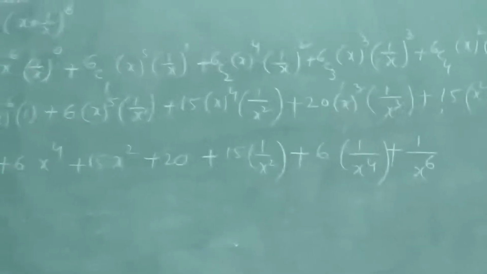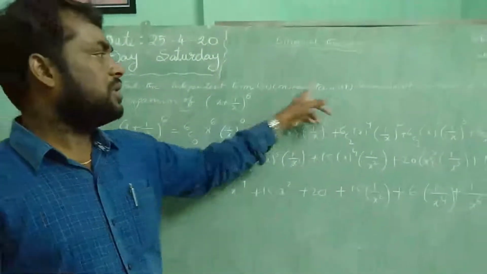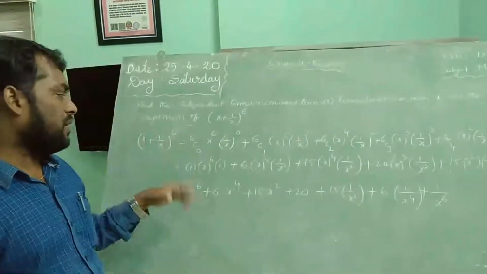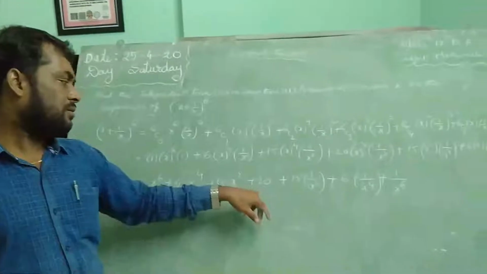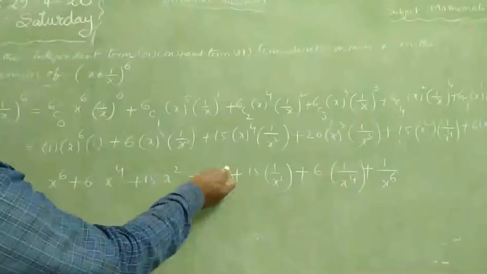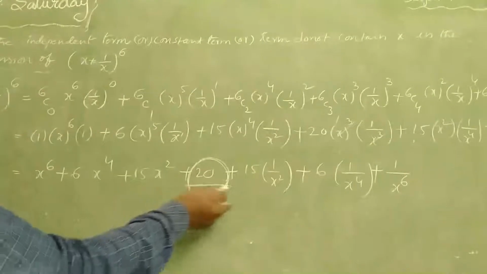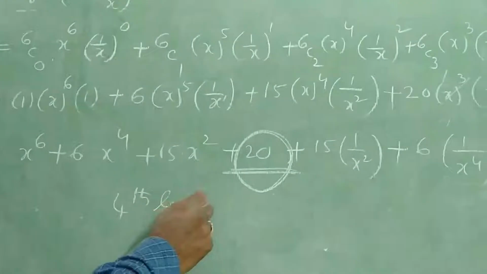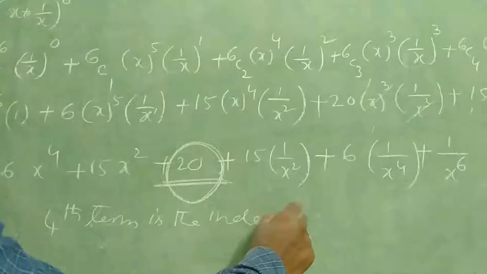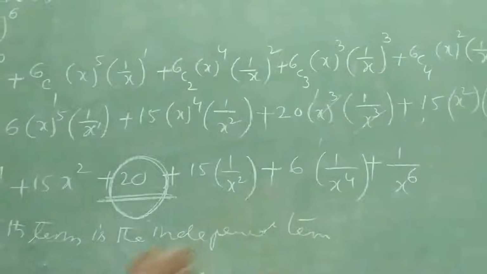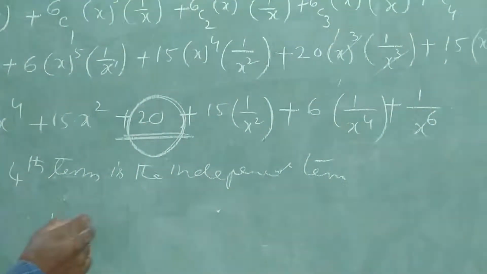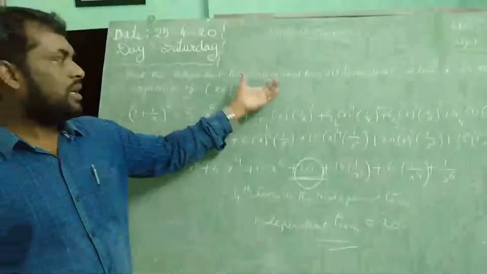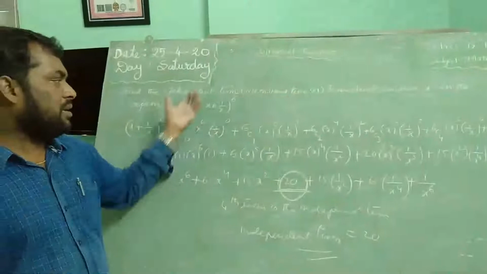Now see here, the independent term or constant term does not contain x. A term which does not contain any variable, identify now. Which term is the independent term? So the fourth term is the independent term. In the fourth term, this term does not contain any variable. So the fourth term is the independent term. Therefore, the independent term is, so like this we can find the independent term or constant term, the term that does not contain x, by taking the binomial expansion.